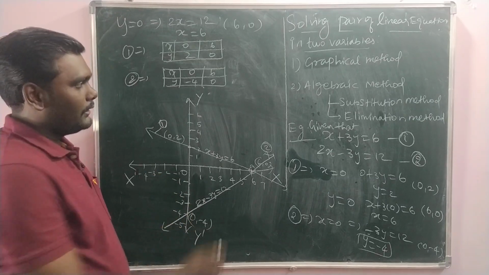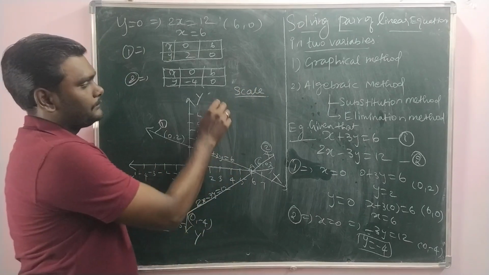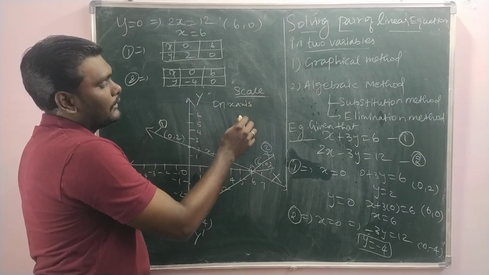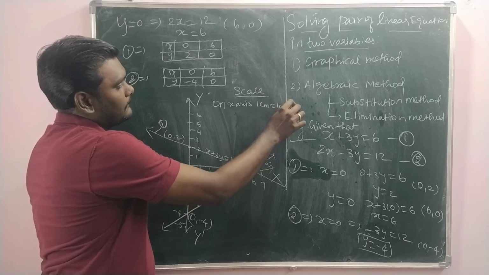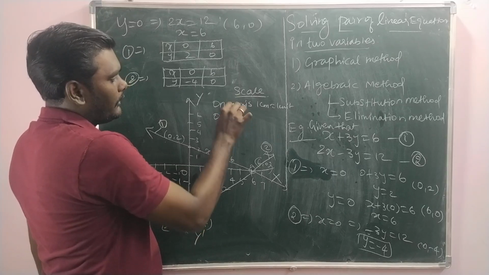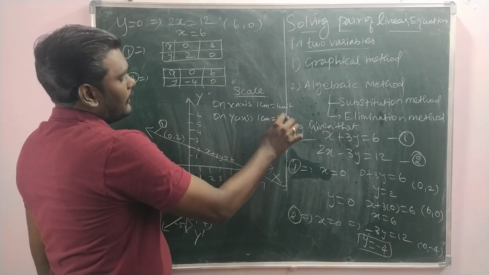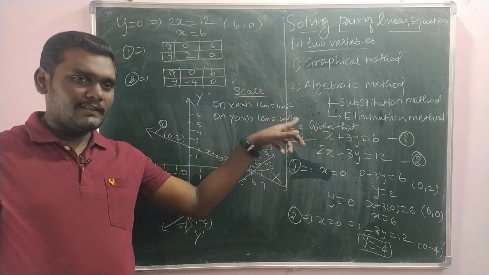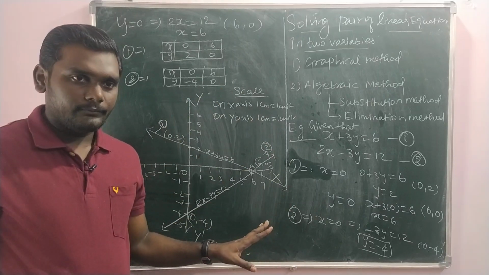Also, one important thing is we have to write the scale. The scale on the x-axis: 1 centimeter is equal to 1 unit. And on the y-axis, capital letters as I told you, 1 centimeter is equal to 1 unit. Suppose you are taking 2, 4, 6 here, change accordingly: 2 units, 5 units, like plural. This is the proper way of drawing the graph. Okay.